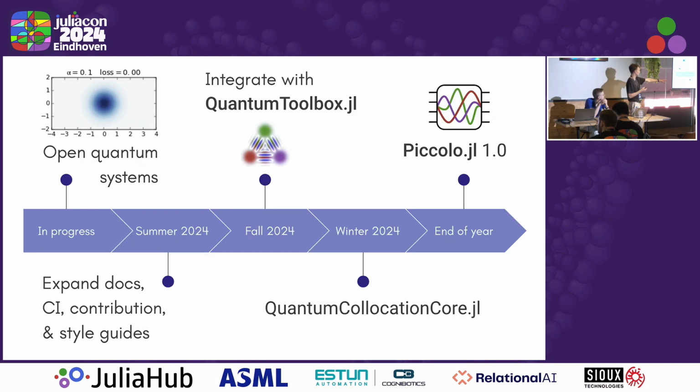For Quantum Collocation Core, we want to spin it out. Basically, we have an underlying core package that deals with a lot of the solver-specific stuff. We want to separate that out from the higher level interface and land at a Piccolo.jl 1.0 by the end of this year.